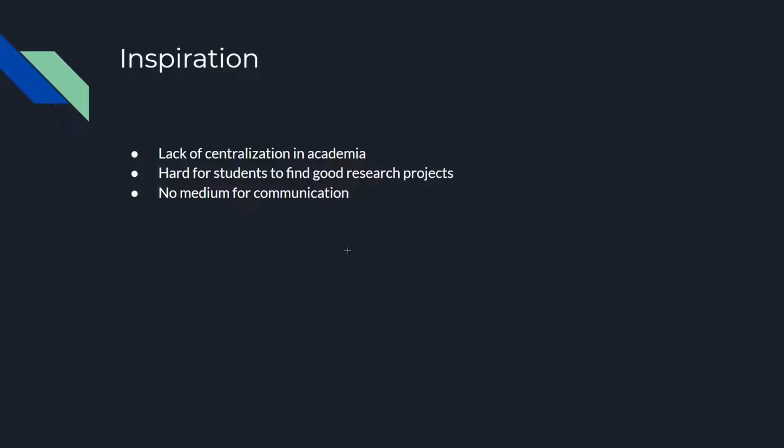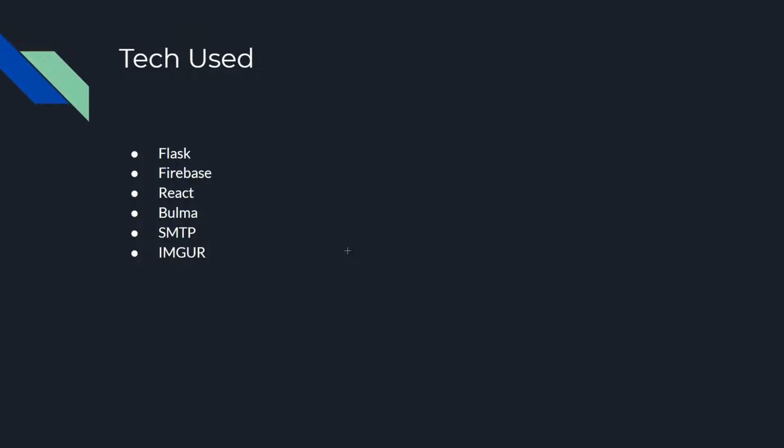In order to create this program, we used Flask for an API, which communicated with our Firebase database. Firebase handled both our authentication and our data storage, which allowed us to easily store our projects and our user data. For the front end, we used React and styled it with a CSS framework called Bulma. Then, for emails, we used SMTP services, and finally, for profile picture storing, we used the Imager API.